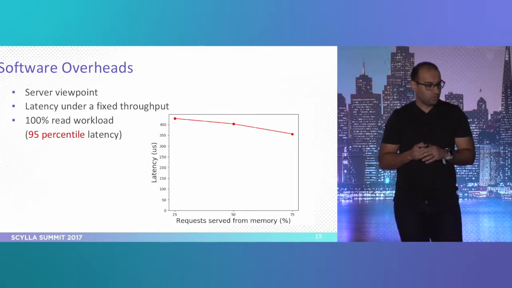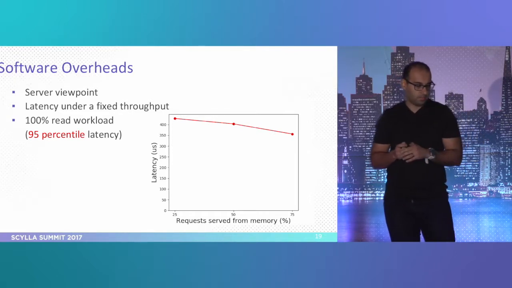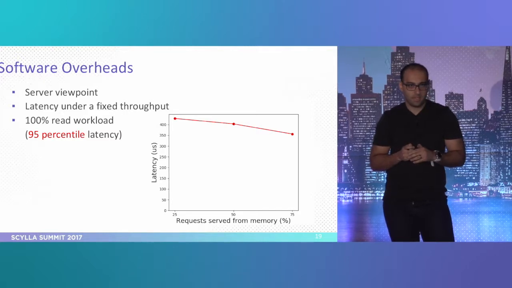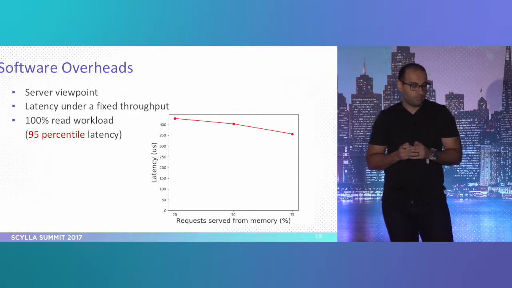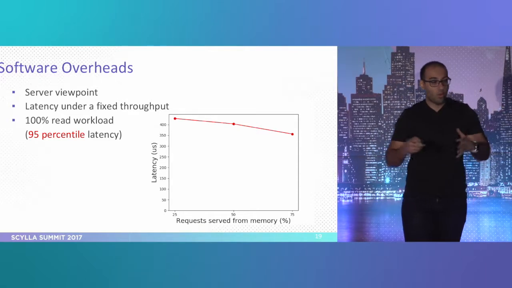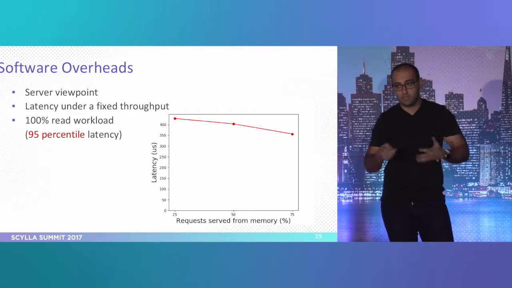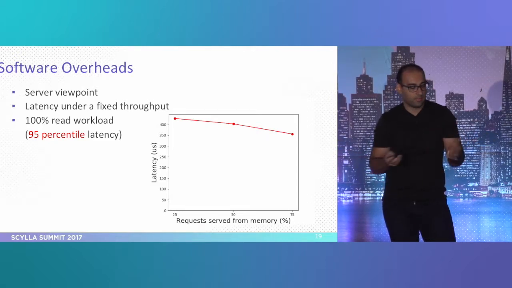So next, we want to talk about software overheads. Basically, how much overhead the whole software stack could have. Before this, we were looking at these latencies from the viewpoint of the client. This time, we'll look at it from the viewpoint of the server. So this is the whole software stack, like the OS, the block layer, file system, and everything.